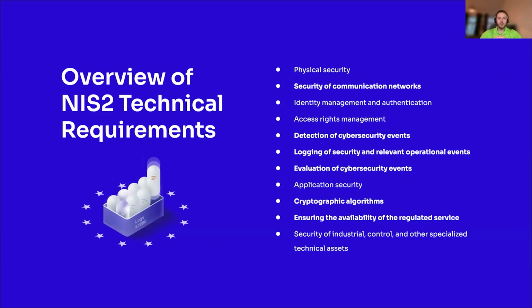Yeah. So the first category that Flowmon helps you comply with is the security of communication networks. With Flowmon, we can monitor the whole environment, the whole network. We can see all the communication flows, whether it is on-premise, cloud, private, public or hybrid. We can basically provide that level of visibility.